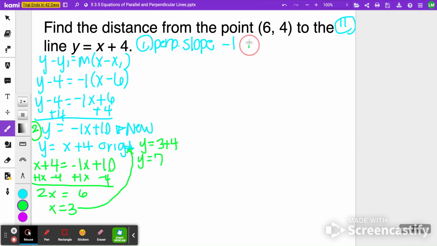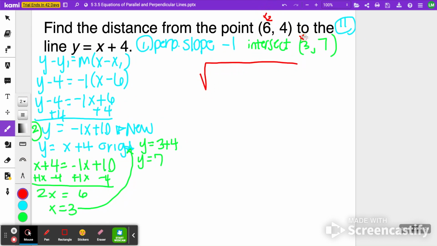So my intersect point is at 3, which is my x value, comma 7, which is my new y value. Now I'm ready to find the distance of those points. x2 minus x1, so I'll say this is 6 minus 3 and 4 minus 7 for my y's. 6 minus 3 squared plus 4 minus 7 squared.